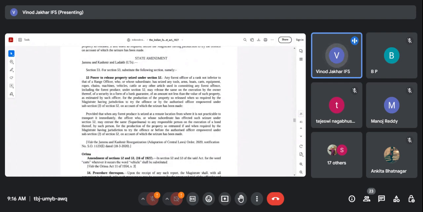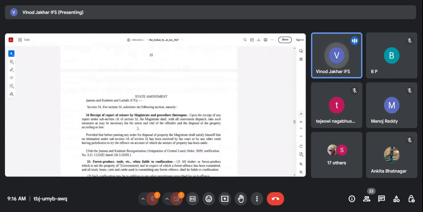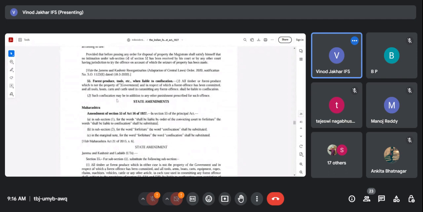This is again about the procedure, how to release that. Again, section 55, forest produce tools. Any forest produce that you find is not validly, legally extracted from the forest, you can confiscate. That is why we established forest check posts, naka, jise hum kehte hain. So we established check posts, and all the vehicles passing through those check posts are thoroughly searched.